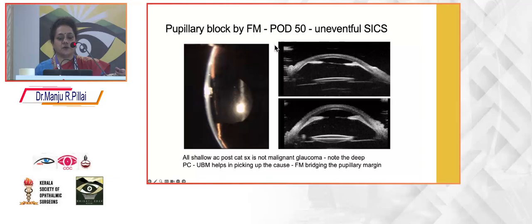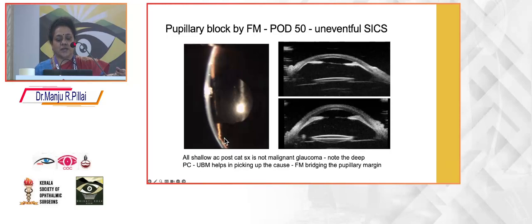Pupillary block by fibrin membrane, that is post-operative day 50 after an uneventful SICS. Not all shallow AC post cataract surgery is malignant glaucoma. You can see the deep PC in this eye. UBM helps in picking up the cause, and a fibrin membrane is covering the pupillary margin.